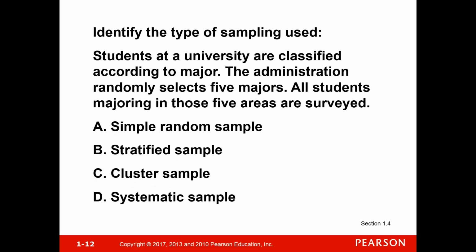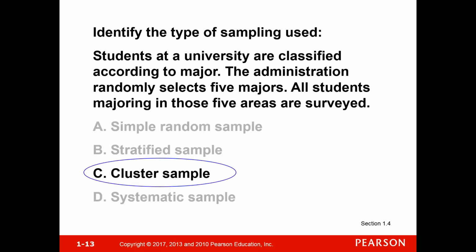Identify the type of sampling used. Students at a university are classified according to major. The administration randomly selects 5 majors. All students majoring in those 5 areas are surveyed. So that's a cluster sample. The university has randomly selected 5 majors, so those are kind of your clusters. All students in those majors are sampled or surveyed. So that's a cluster sample where you're surveying or questioning all the majors in those 5 different areas.